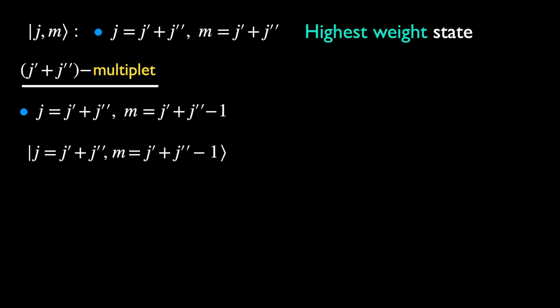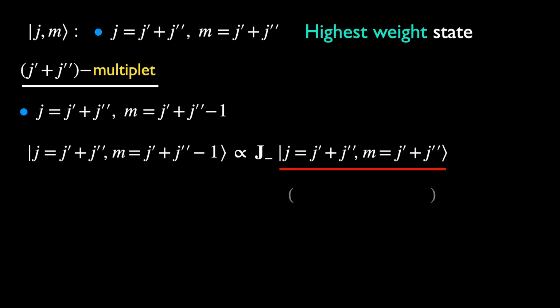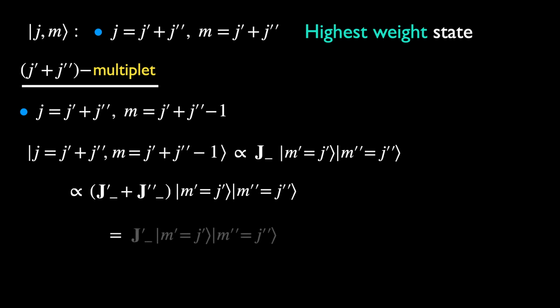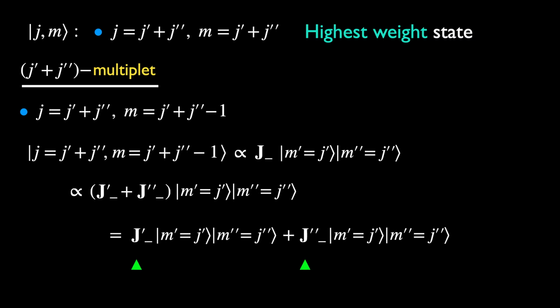The spacings between adjacent values of m must be 1 as a result of the rotation algebra, as we have shown in the last lecture. This lower state is proportional to J minus acting on the highest weight state. We shall work out the normalization of this state later. Let's proceed by expressing both the lowering operator and the highest weight state in terms of their constituents. Then match each operator to their respective component states.